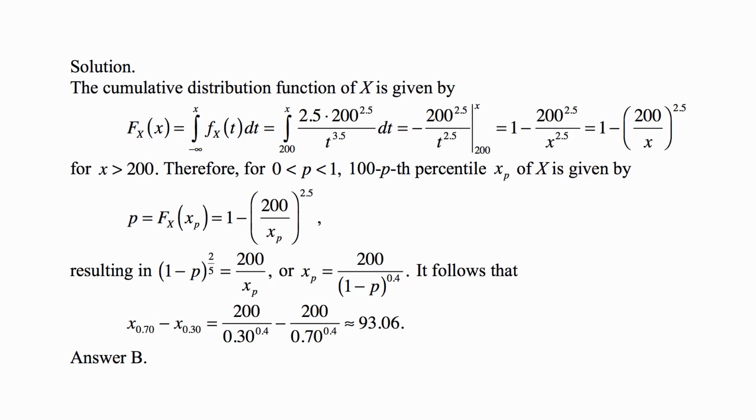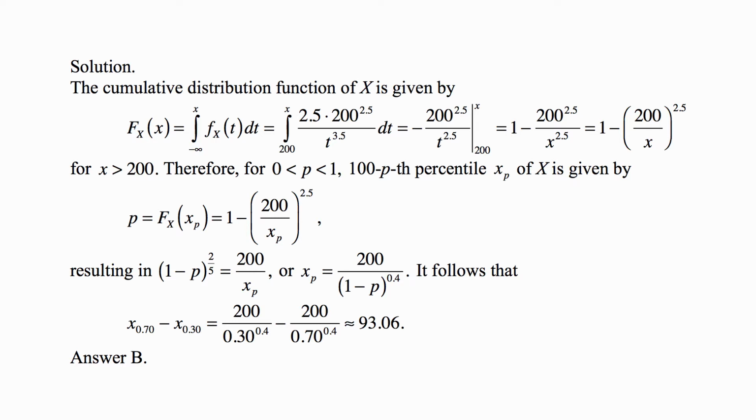So 1 minus p is equal to 200 over x sub p to the power 2.5, so that we take both sides to the power which is the reciprocal of 2.5, and 2.5 is 5/2, so the reciprocal of that is 2/5. So 1 minus p to the 2/5 is equal to 200 over x sub p. So x sub p is equal to 200 over 1 minus p to the power 0.4. 2 over 5 is 0.4.